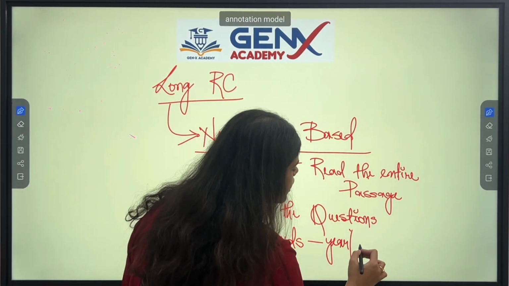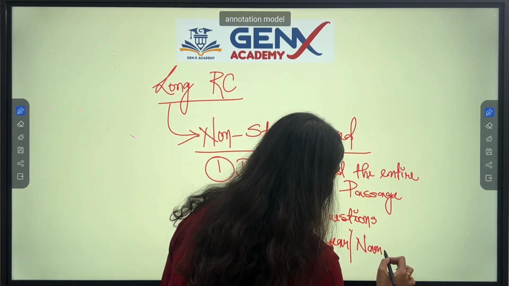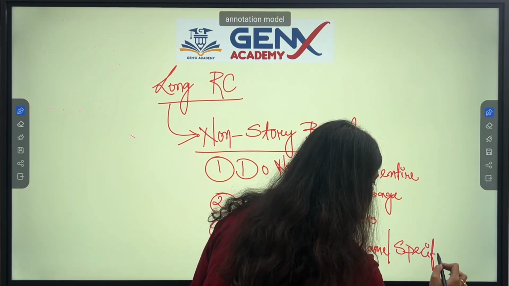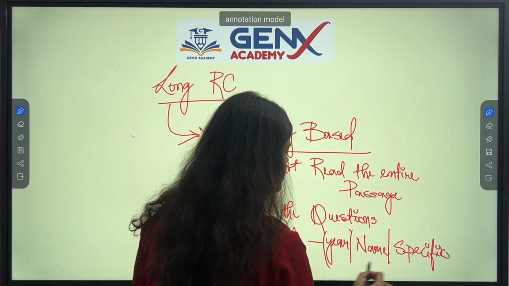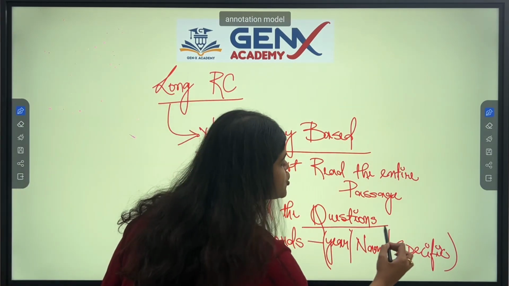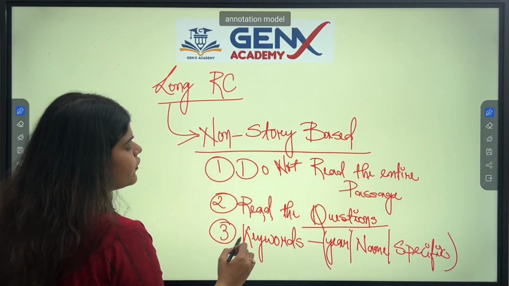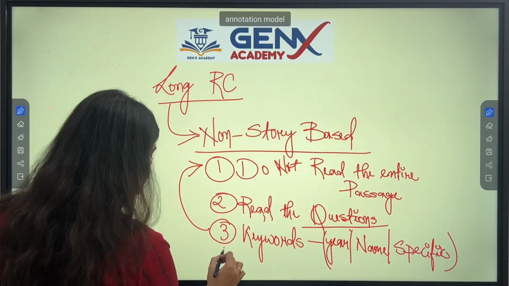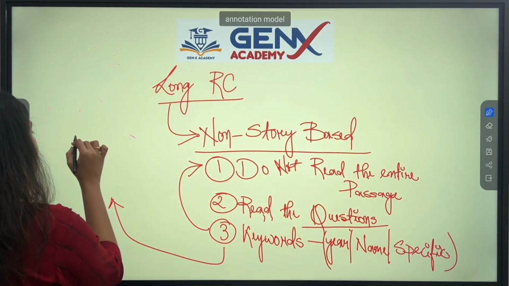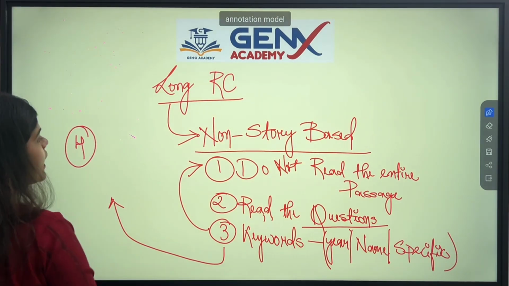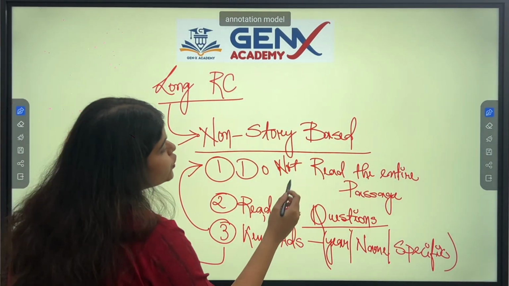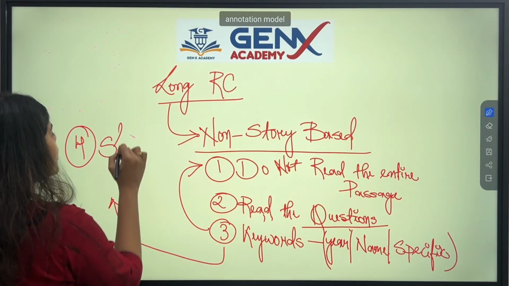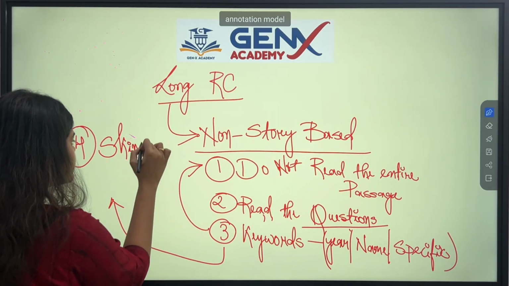So suppose it's a year, it's a name, or it's a specific anything. So mark the keywords in the questions, and then you look for these keywords in the passage. And how do you find it? Step number 4, which is the most important one, is when I said that you do not read the entire passage. So what do you do? You skim the passage.